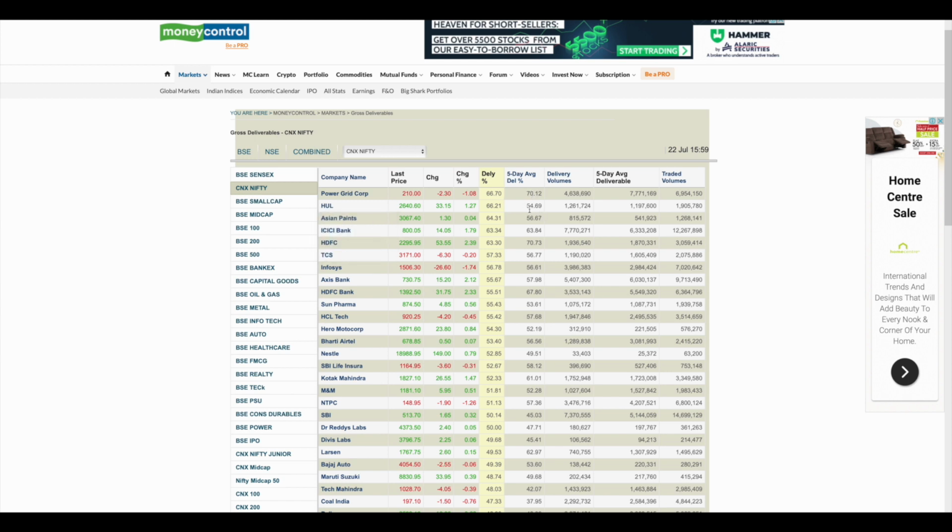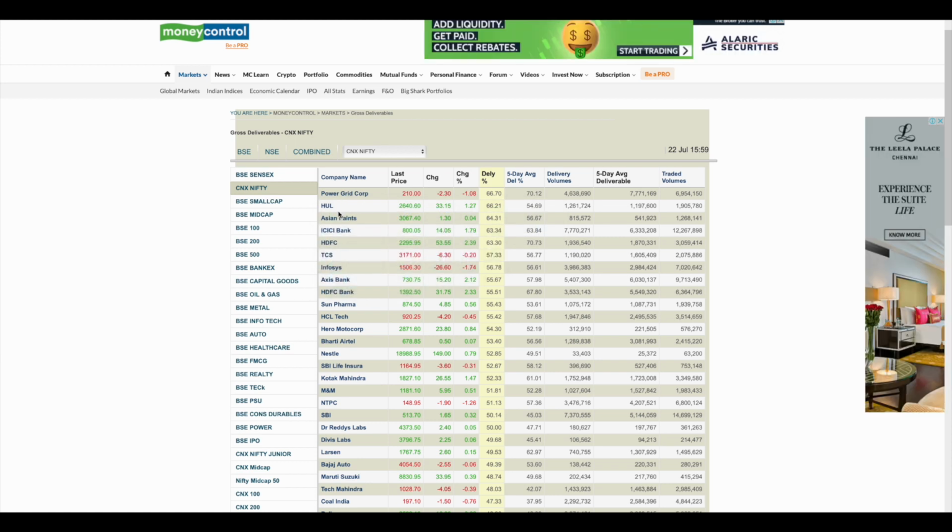For HUL, 54% of the total traded volume in the last 5 days was taken as delivery. This simply means that big players are accumulating these stocks. When they accumulate the stock, they move the market. Now once we identify these stocks, since we are intraday traders, we have to do some technical analysis before we enter the trade. Let us open 1 or 2 stocks and see how to do technical analysis or multi-time frame analysis to identify trade opportunities.